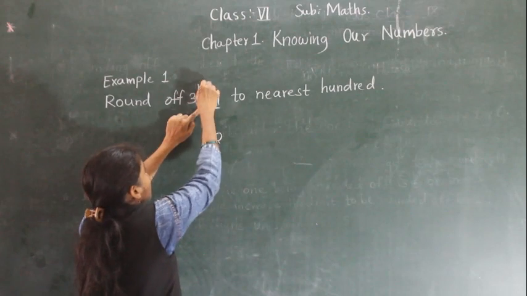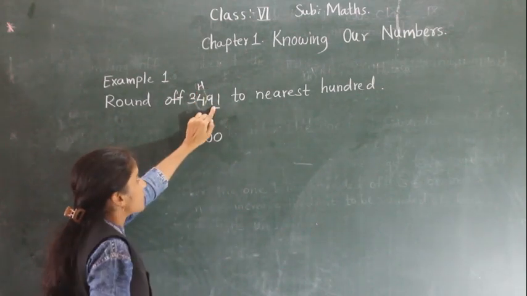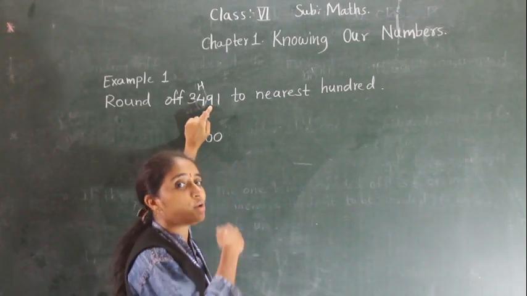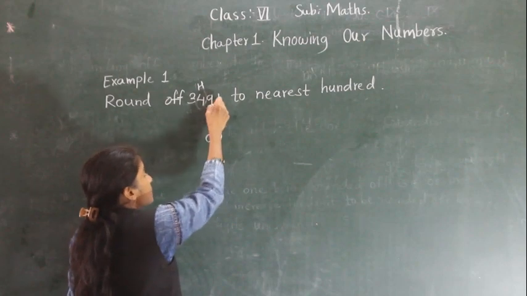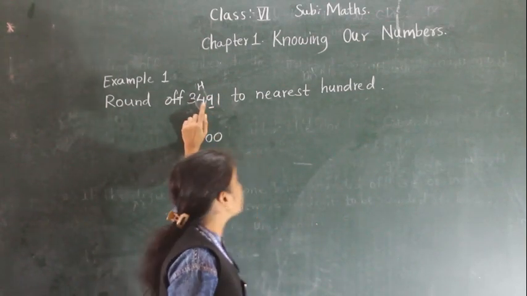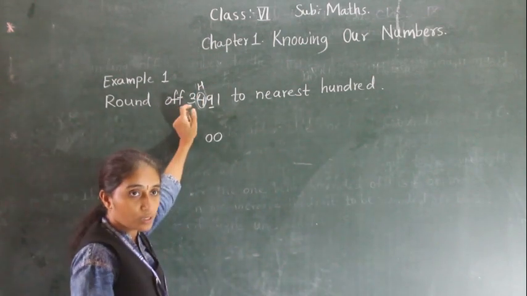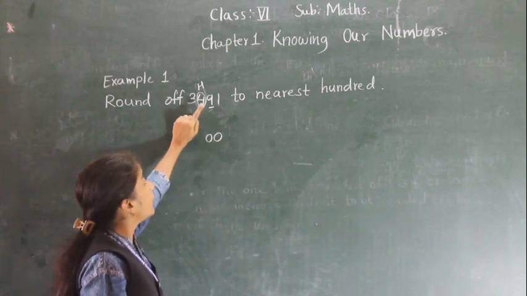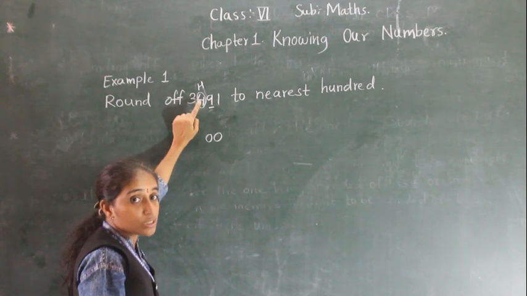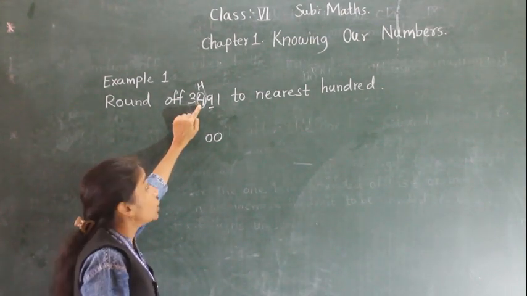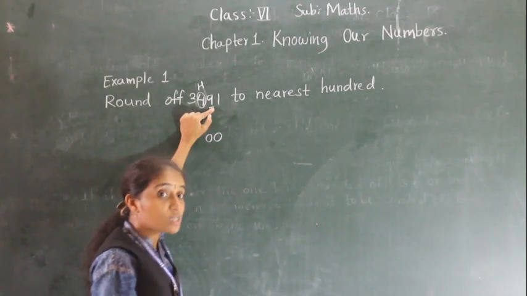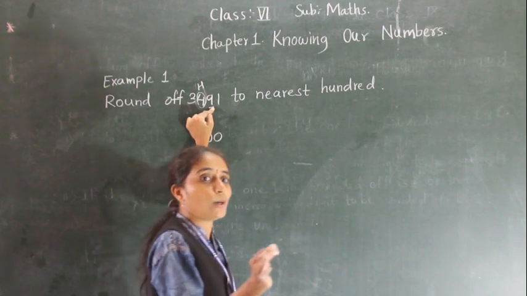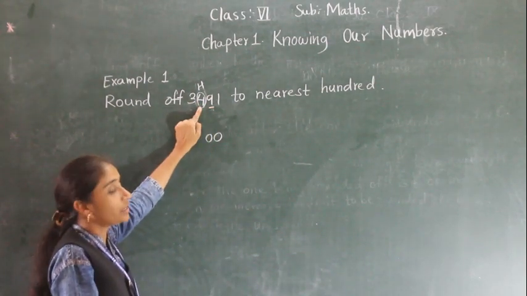The 100's place. So check the digit in the 10's place. If it is 5 or more than 5, this digit we are going to round off, and after that, whatever digits are there, we are going to place 0 for both digits. This is rule number 1. We are rounding off the 100's place digit, so we need to check the digit in the 10's place. If it is 5 or more than 5, then we add 1 to this digit.